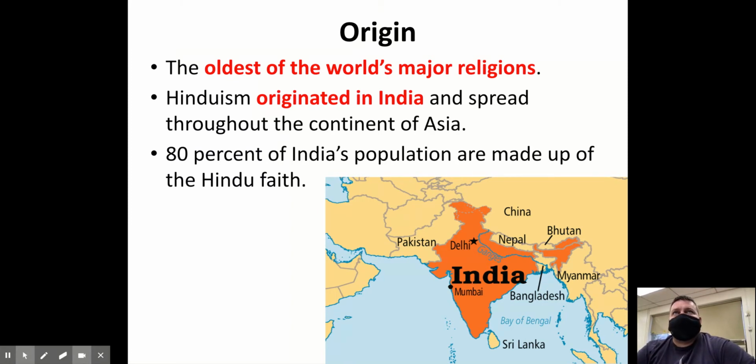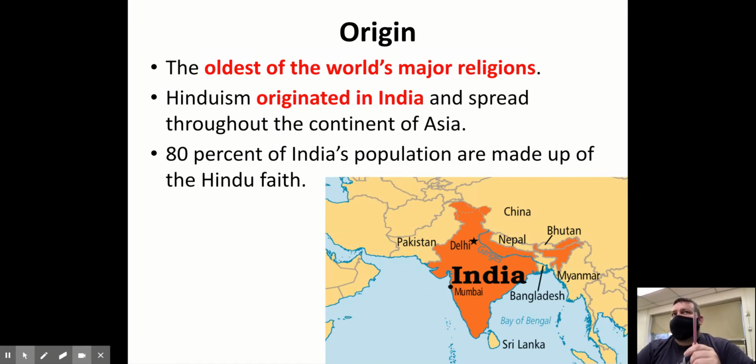So for Hinduism, origin, it is the oldest of the world's major religions. Hinduism dates all the way back to River Valley civilizations. When we did River Valleys, we talked about the caste system and the untouchables. Remember all that? That whole social system is a function of the Hindu religion. So this is prevalent way back. It starts in India, Indus River Valley.